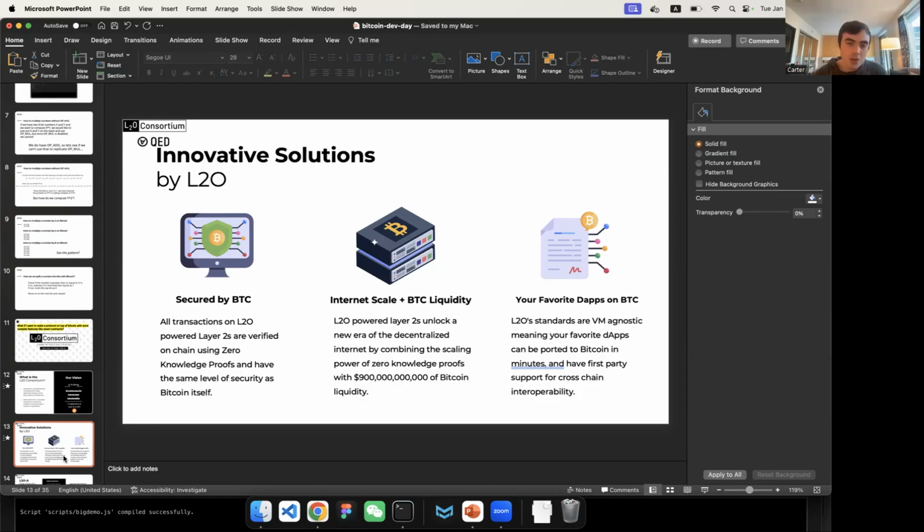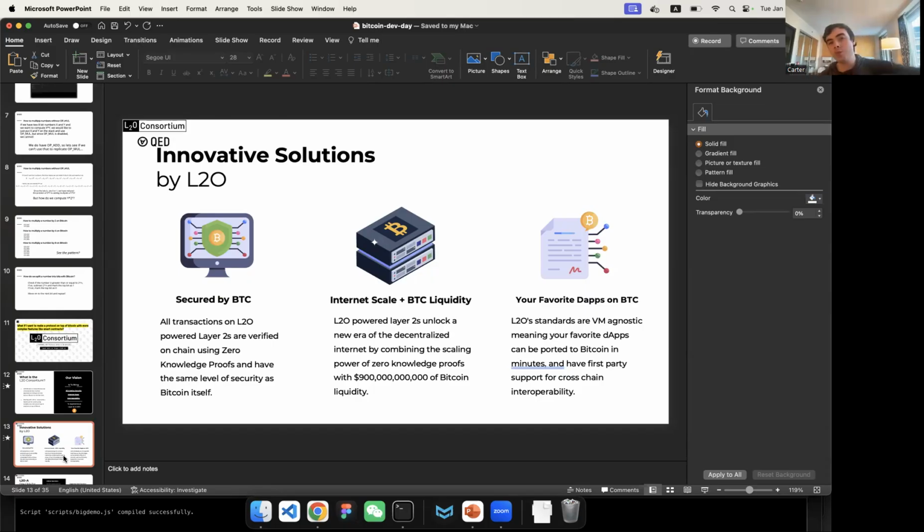And of course, it also allows us to bring over those existing dApps that some of us may like on Ethereum over to BTC. And we're a VM agnostic standards consortium, so any ZK application or VM works. It can be ported in minutes from Ethereum over to Bitcoin and have first-party support for cross-chain interoperability.